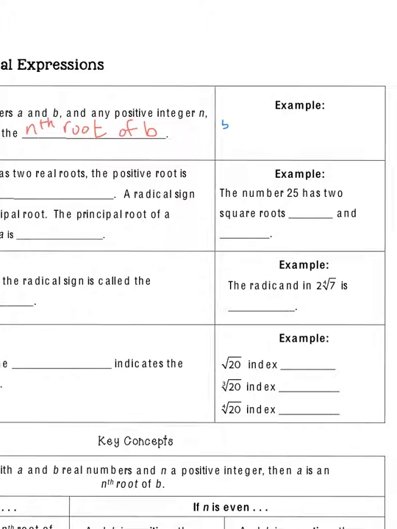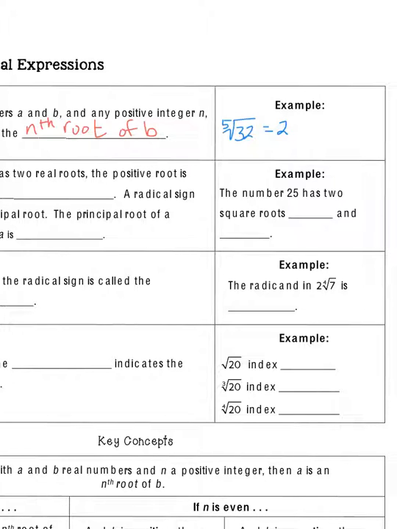If I had the fifth root of 32, it's asking you what number times itself 5 times will give you 32. So the answer to that is 2. 2 times itself 5 times is 32.